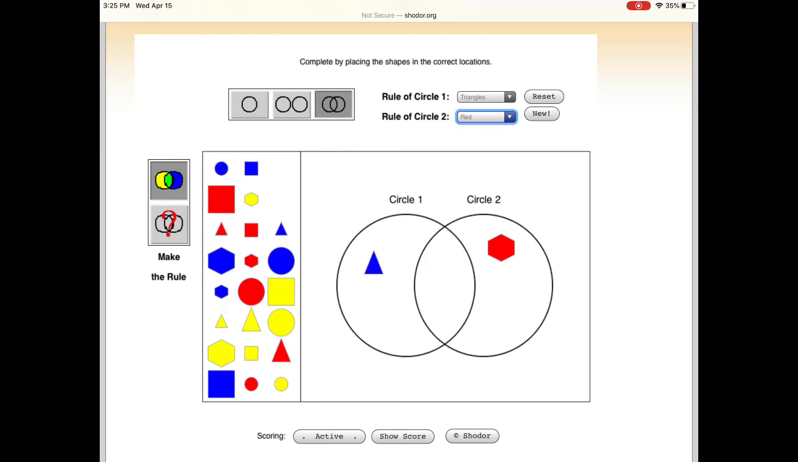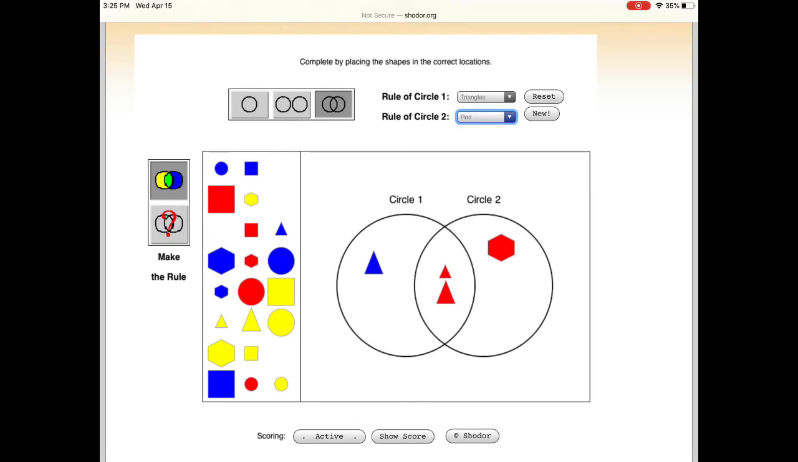So let's look at a red triangle. If I try to put a red triangle here outside of the overlapping region, it doesn't stay. That's because this triangle belongs both in circle 1 as a triangle and in circle 2 as a red object. So the only way it can be in both at the same time is if it's in the center. If I try to put a red triangle over here outside of the overlapping region, it won't stay because even though it's red, it also belongs in circle 1 as a triangle.